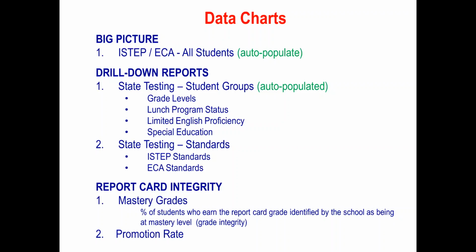A B is what you want your kids to be earning. And then also we'll look at promotion rate. And again, we're looking at, what are the messages? Your student has been promoted from third grade to fourth grade, but we're looking at how does that compare to the percent that are mastering and passing ISTEP in English language arts.